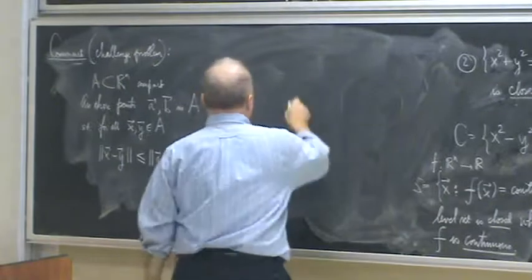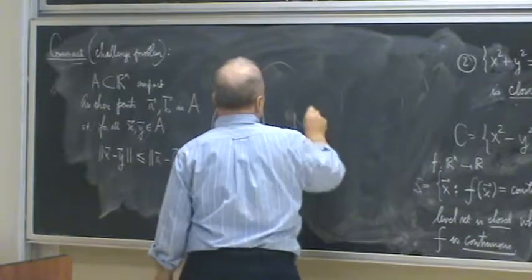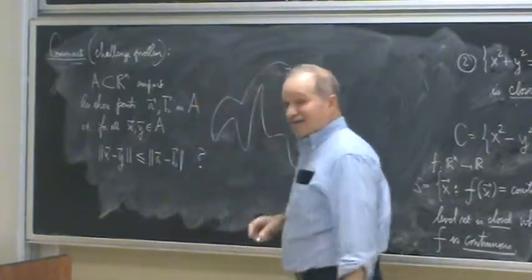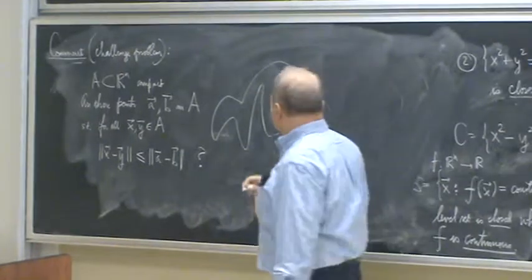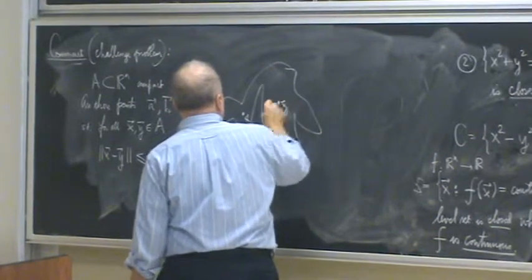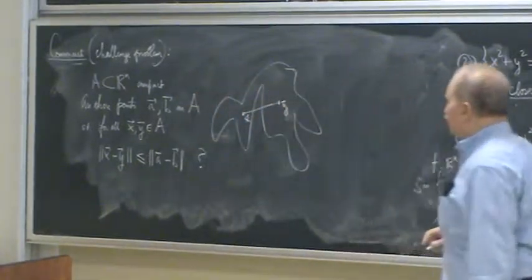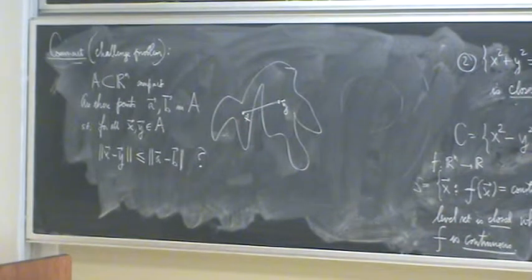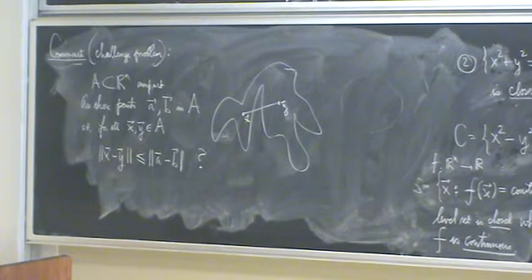So what am I doing with my compact set here? You're trying to find the extremes, right? I'm taking pairs of points and measuring the distance between them, and I'm asking, are there points A and B so that that distance is a maximum? What's the farthest apart I can be with two points in the set?